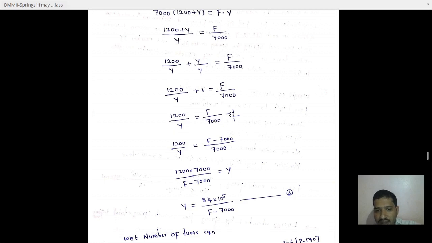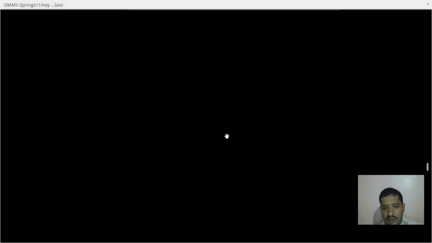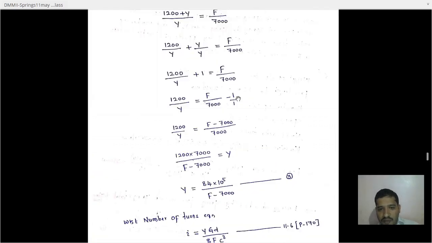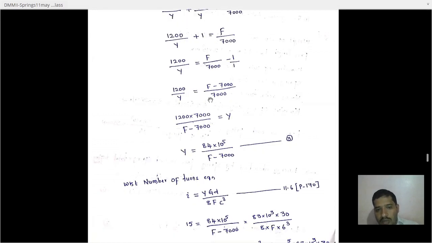Just cross multiply here. 1200 by y equals (F minus 7000) by 7000. Okay dear, after that just cross multiply here. 1200 into 7000 by (F minus 7000) gives the remaining y. If you multiply 1200 into 7000, you will get 84 into 10 power 5. So y equals 84 into 10 power 5 by (F minus 7000). It is considered as equation number 3.